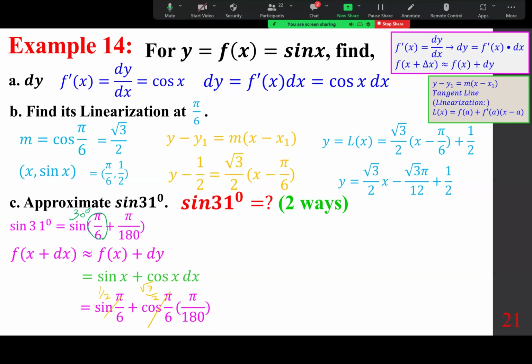At this point, class, you have to put pi over 180 into a calculator times square root of 3 over 2 plus 1/2, and it gives you about 0.5151. If you put sine of 31 degrees into a calculator, it also gives you a number close. Okay.